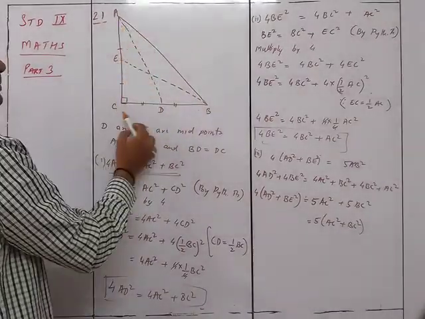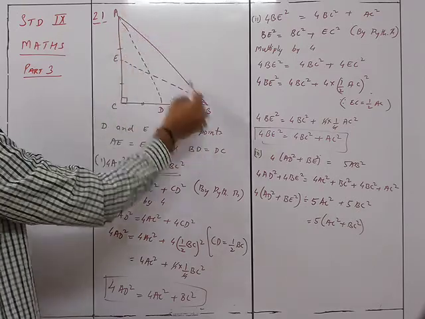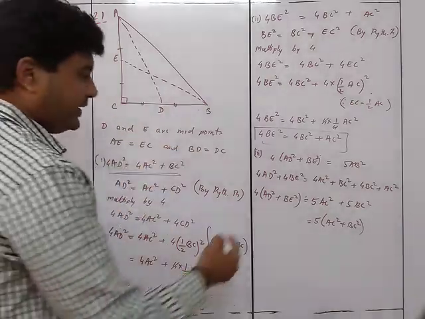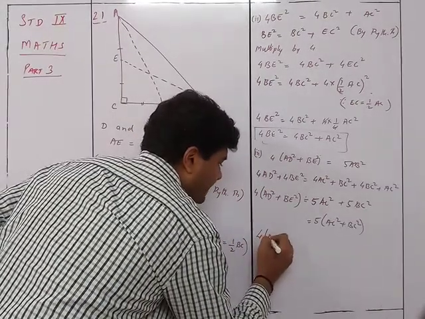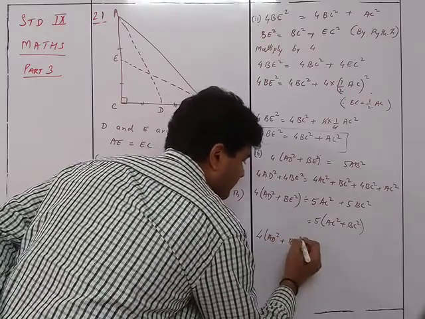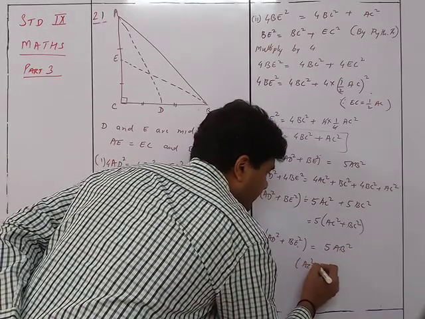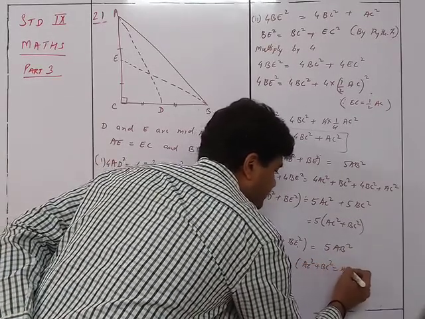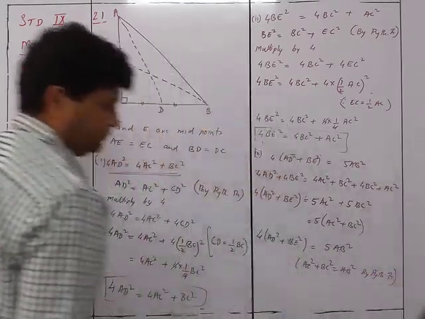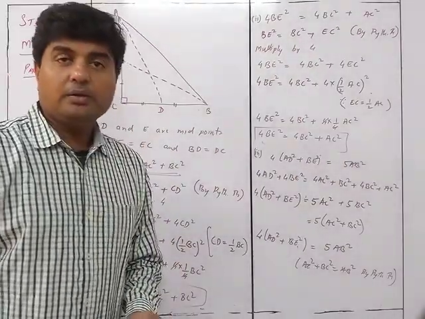What is AC square plus BC square? They are the perpendicular sides of the right angle triangle whose hypotenuse is AB. So by Pythagoras theorem, I know that AB square is equal to AC square plus BC square. So 4(AD square plus BE square) is equal to 5AB square, because AC square plus BC square is equal to AB square by Pythagoras theorem. Understood? So this was sum number 21.